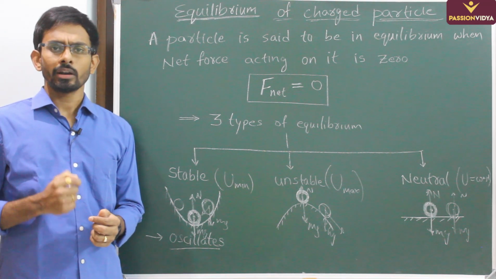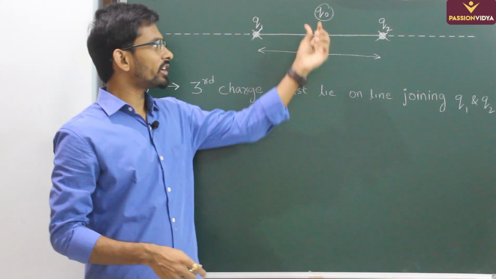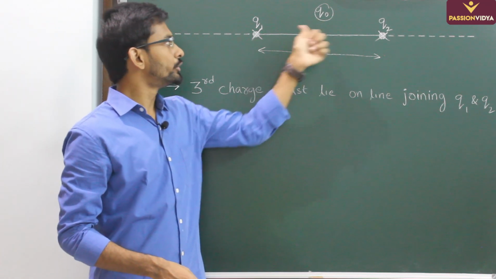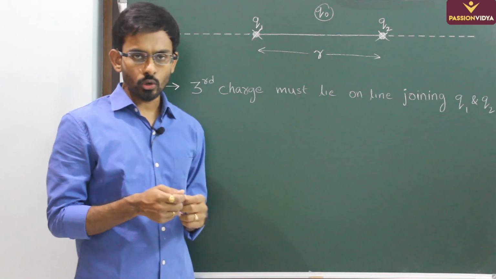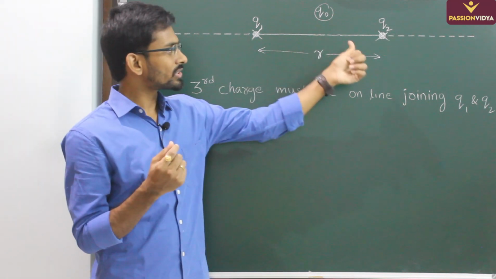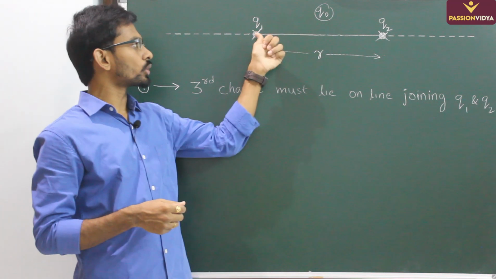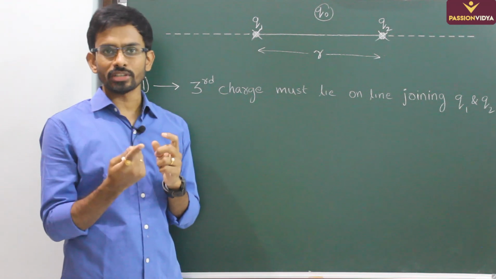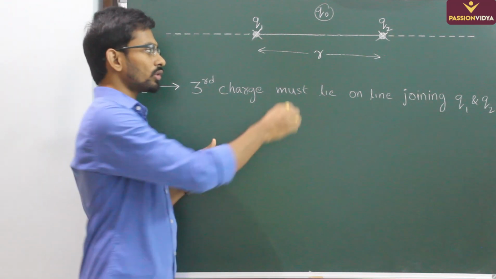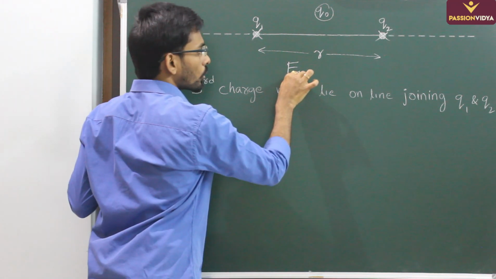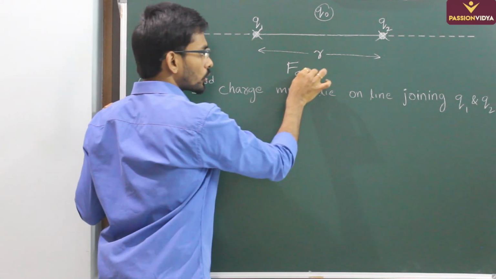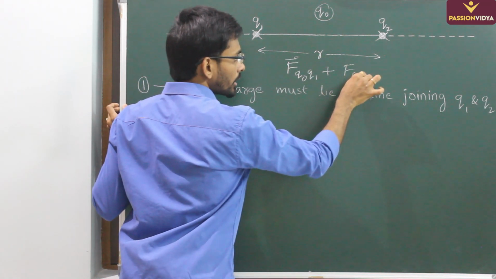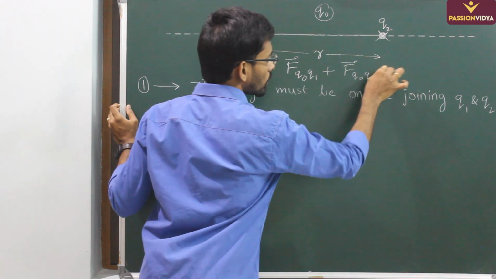Now let us see for charged particles. Now if the test charge Q0 has to be in equilibrium, the net force acting on it due to Q1 plus Q2 has to be 0. Means there are three charges. The forces acting on Q0 will be due to Q1 and Q2, two forces. Now the sum of these two forces has to be 0. Means these two forces have to be equal and opposite. So the net force, the force acting on Q0 due to Q1 plus the force acting on Q0 due to Q2, must be equal to 0.